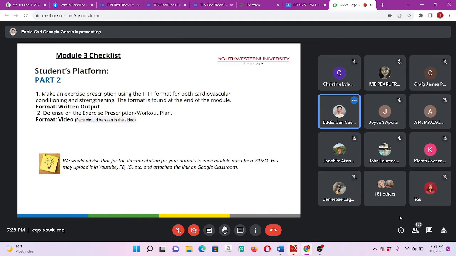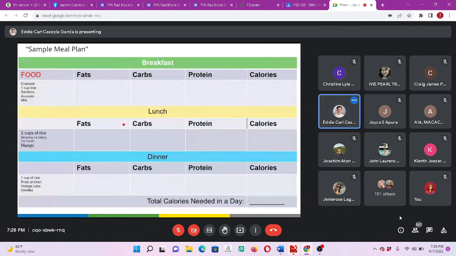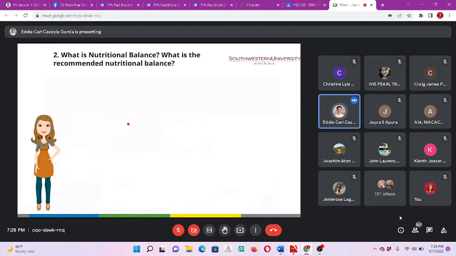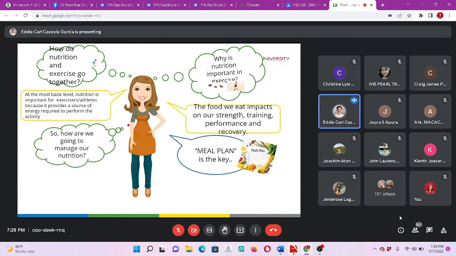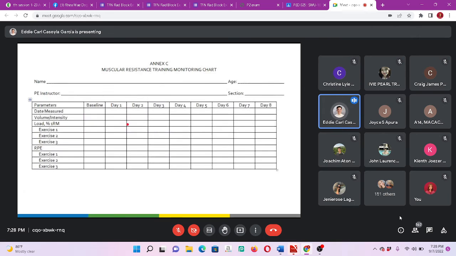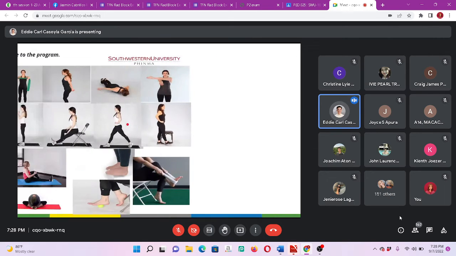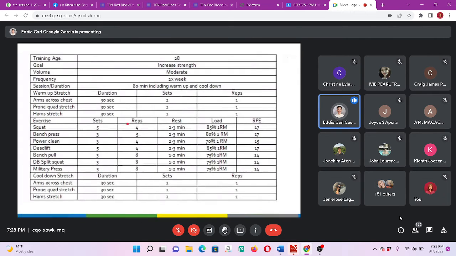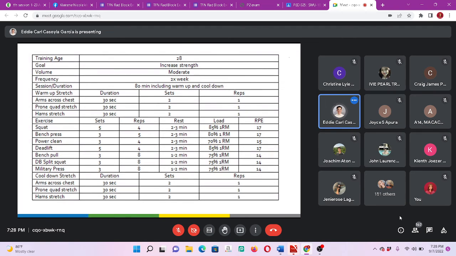Okay. So while waiting, for the example regarding the video defense, if you have clarifications or concerns regarding the activities for module 3 part 1 and 2, kindly use the raise hand button for your question.